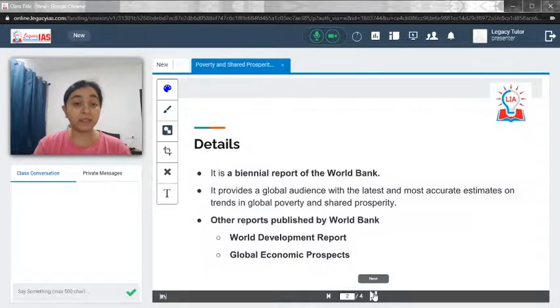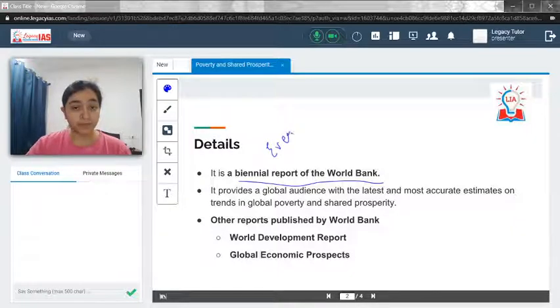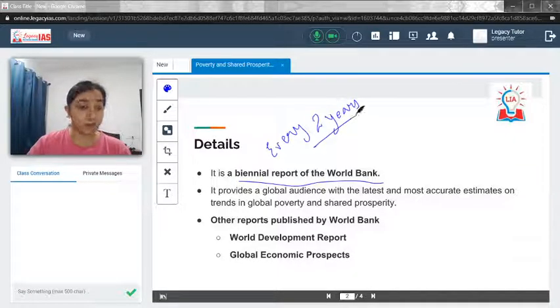So the first thing that we need to know is that it is a biennial report of the World Bank. What does biennial mean? That it comes every 2 years. So just remember, it is not an annual one, but it comes every 2 years. Hence, it's a biennial report of the World Bank.